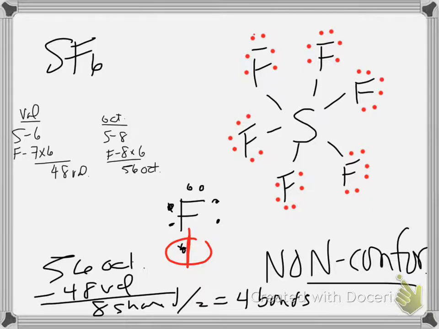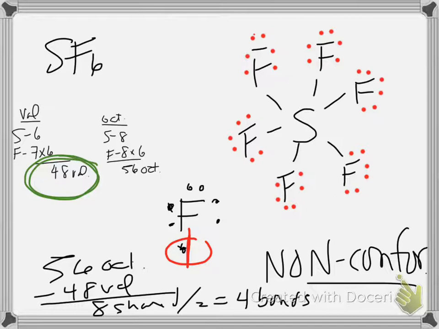Do we have any kind of double checks we can do on a nonconformer? Yes. One thing we can check. What is that? We can check to see if the total number of valence electrons that we should be showing are present in our structure. It's the only thing we can do.